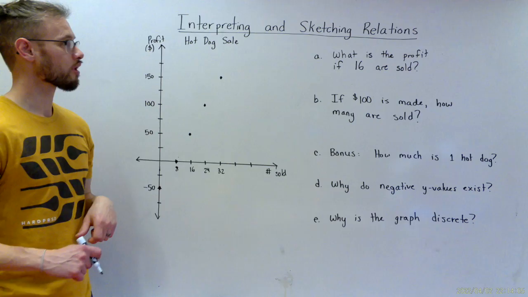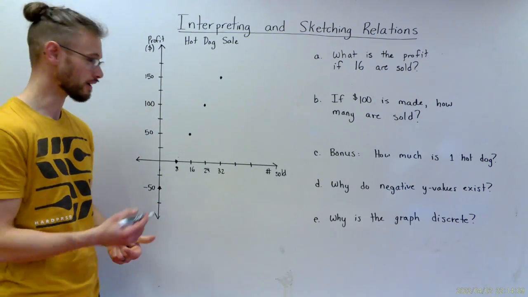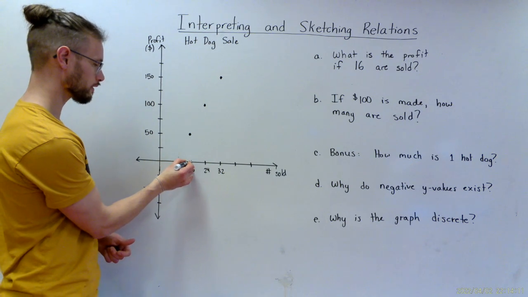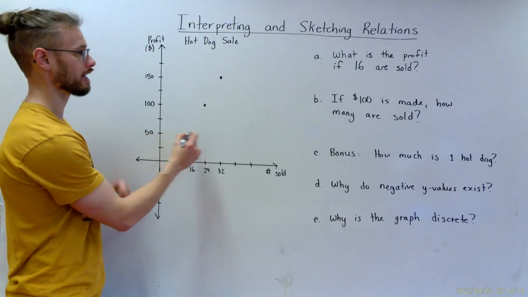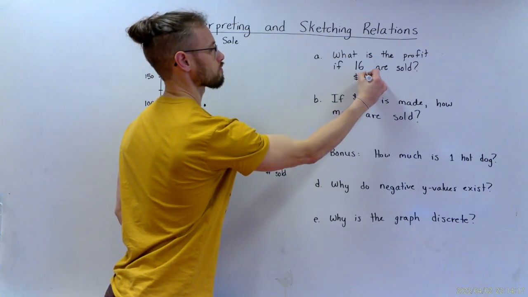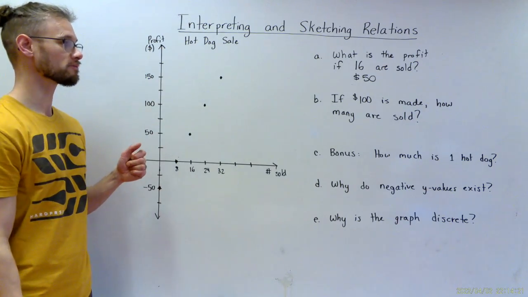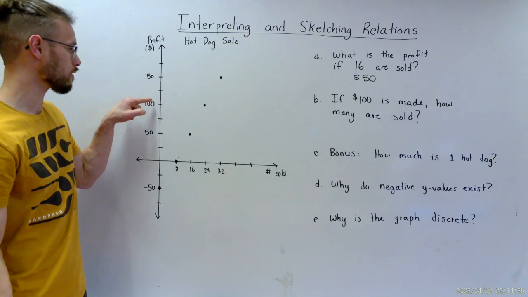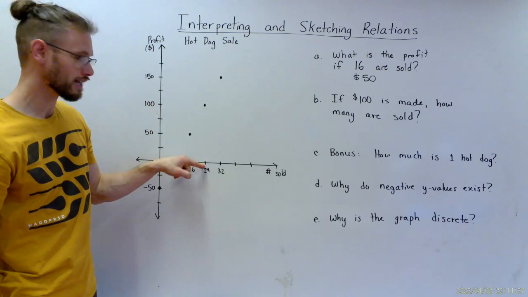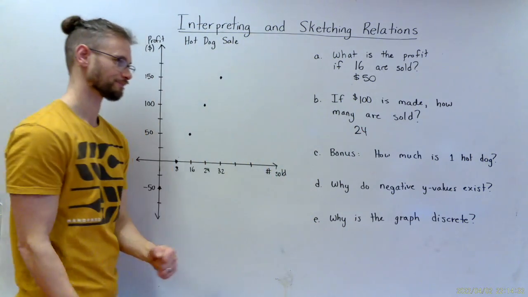So it says, what is the profit if 16 are sold? Well, these first couple questions, pretty straightforward. We simply go over, if I'm given an x value, and go up, and I notice that that is $50 profit. It says if $100 is made, how many are sold? Well, we would go up to our 100 from 0, go over, and then come down, and we would see that 24 were sold.